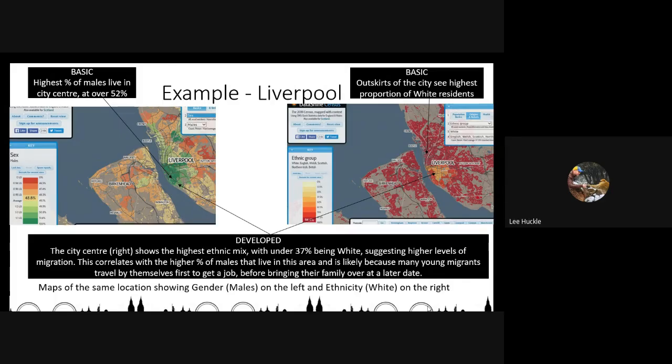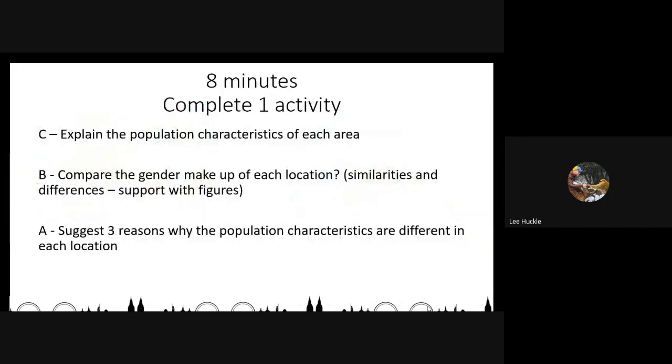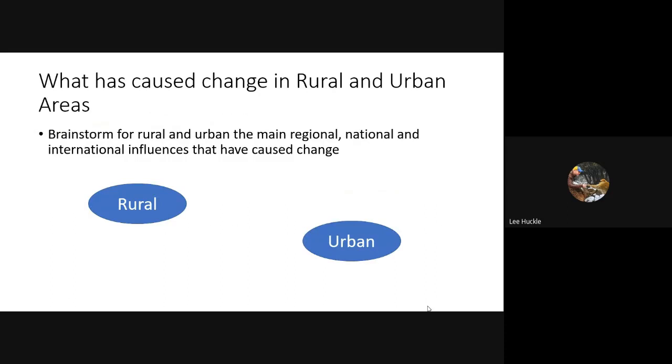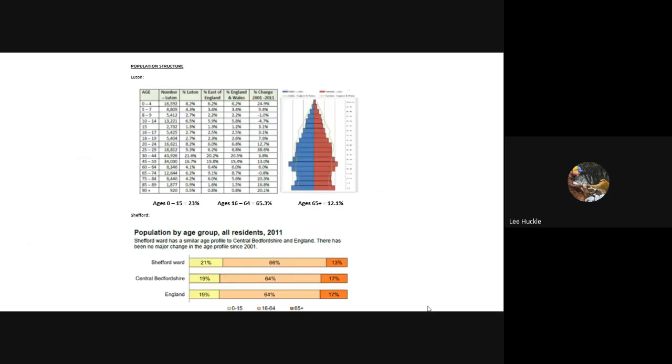So what we then did was complete an activity. Explain the population characteristics of each area, compare the gender makeup, and suggest 3 reasons. So we looked at the general causes of change in rural and urban areas and brainstormed those, and that's when we started to delve into Luton and Shefford. So here's the range of data that I gave you to start with.